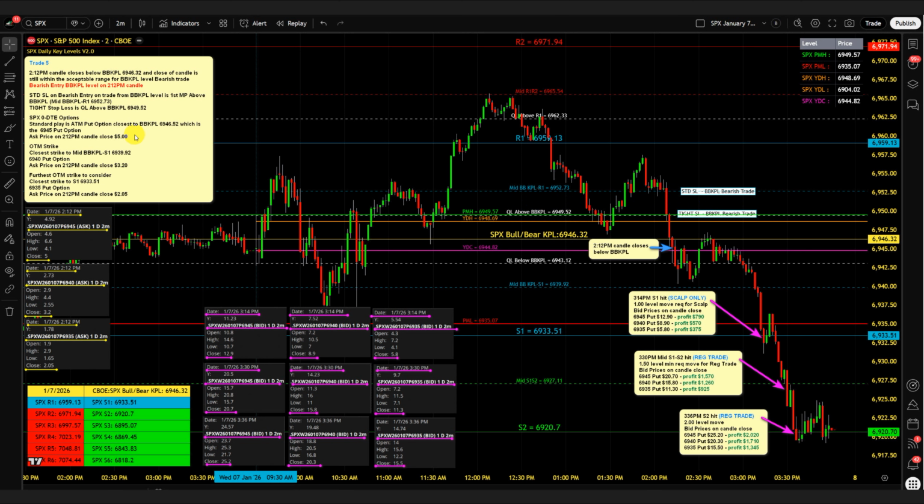As far as the options, we have the 69.45 put option. That's going to be your standard at the money play. It's the closest to the level we're taking the bearish trade from. The out of the money strike, we look down to the midpoint below the level we're taking the bearish trade from. First midpoint below 69.39.92, 69.40 put option. Furthest out of the money, one level away in the direction that we're trading, is the furthest out of the money you can consider on this trade.